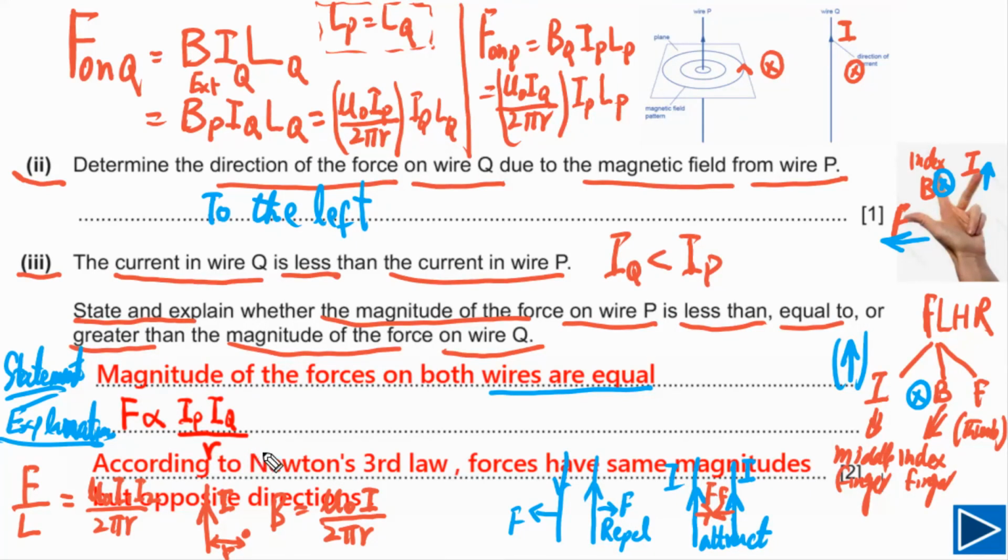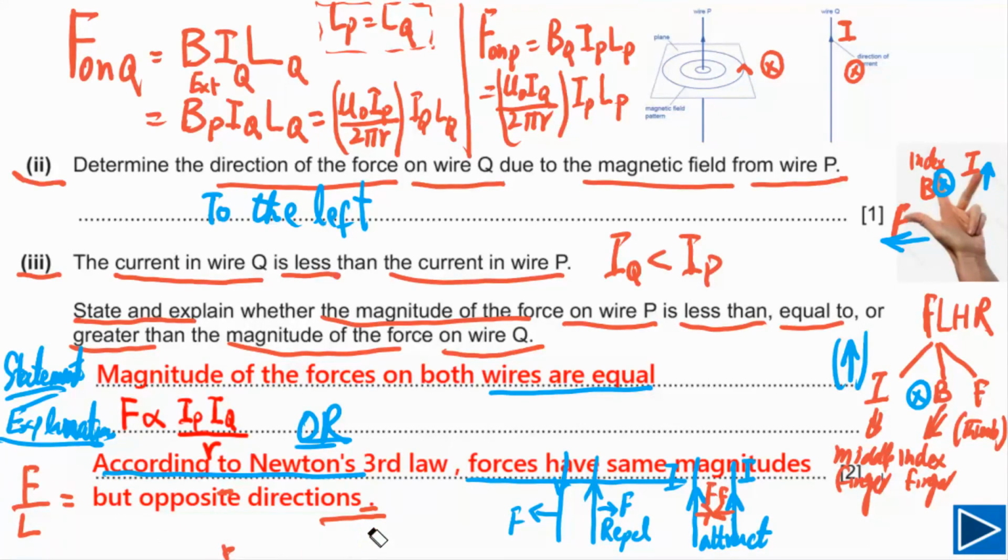And another way to explain this one, you can say that according to Newton's third law, forces have the same magnitudes and opposite directions. Let me clean this, maybe you will not be able to see this part, so let me make some space for you. So the second way to explain this one, you can say forces are equal in magnitude according to Newton's third law and they are in opposite directions. You can also say this for the explanation of this question. This question is very common in past papers, so you need to be very clear about this.